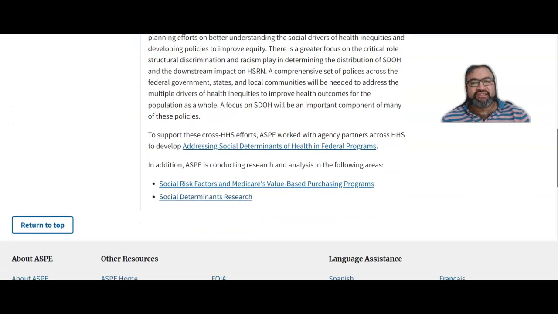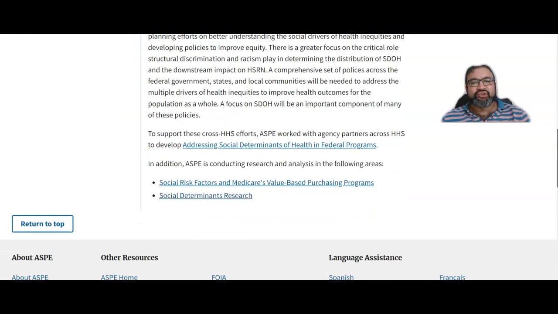So these are the differences between social determinants and social drivers. Again, social drivers is a more broad category, and then social determinants of health is underneath the social drivers of health.